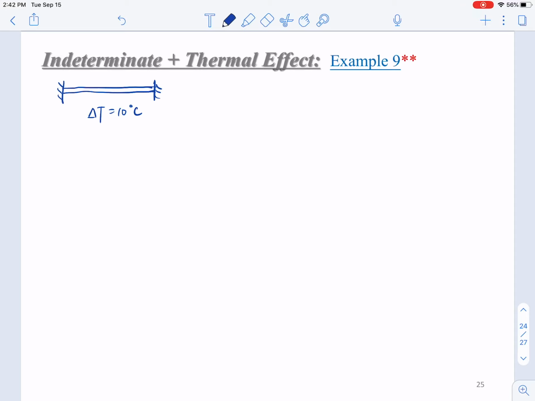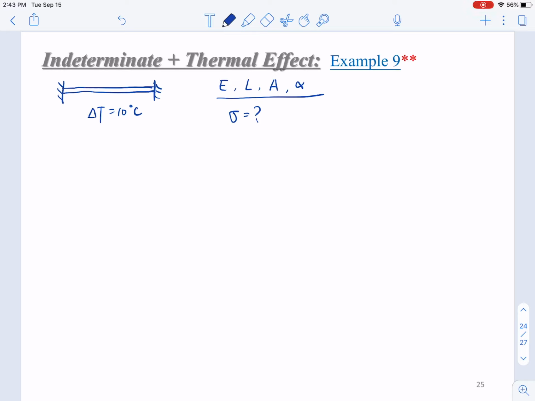Okay, these are what are given. All conditions have been given. This delta T equals 10 degrees Celsius, and the modulus of elasticity, length, area, coefficient of thermal expansion, all constants have been given. We're requested to calculate the stress in it. As I said, we can use these several steps, these principles, to solve indeterminate problems.